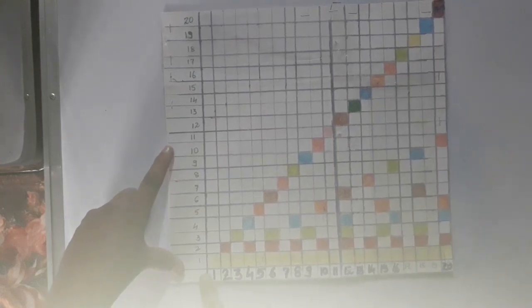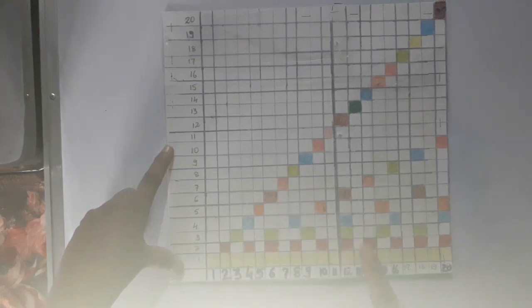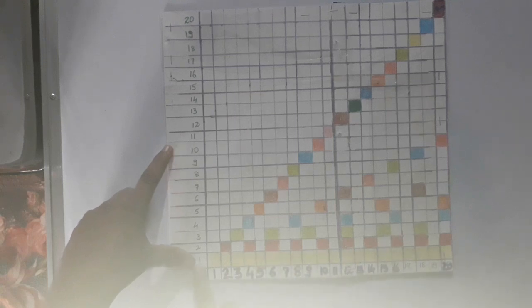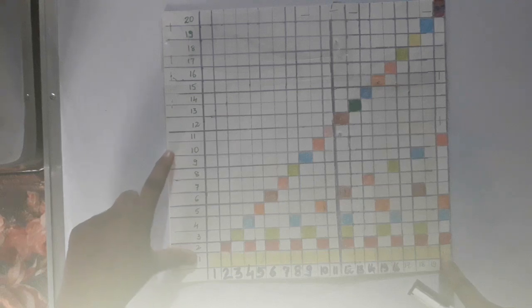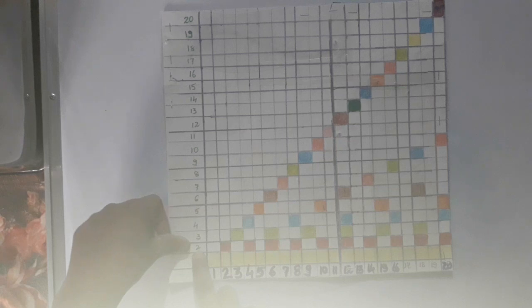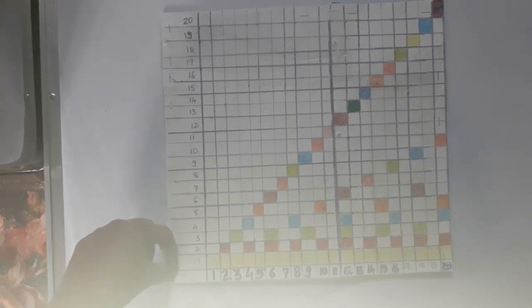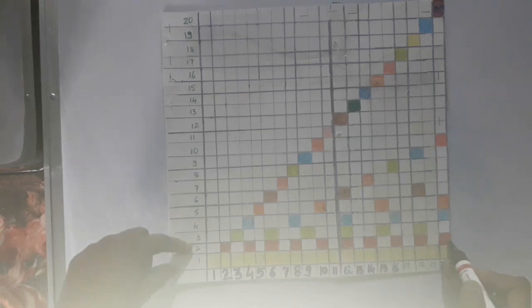Now the coloring, how you have to do it. The bottom line horizontal where 1 is written, color it completely. Not necessarily whichever color I used, you have to use the same colors. You can do as you wish. Now the second one where 2 is written, you have to color as 1 skip 1 color, 1 skip 1 color, 1 skip 1 color, and continue till 20.